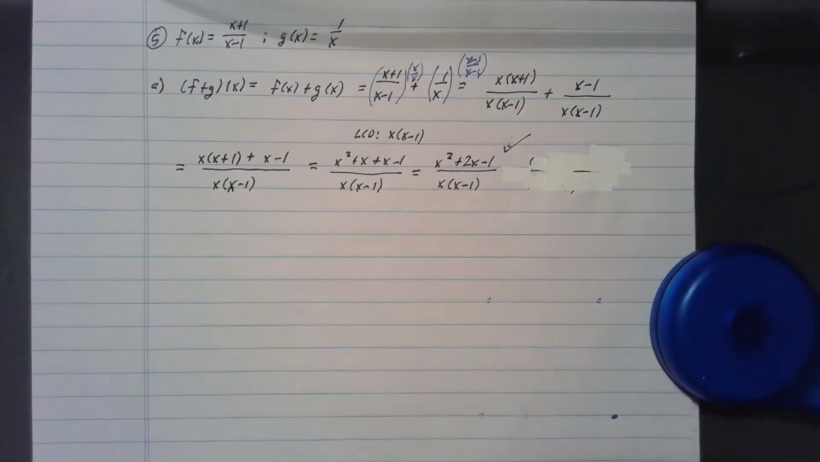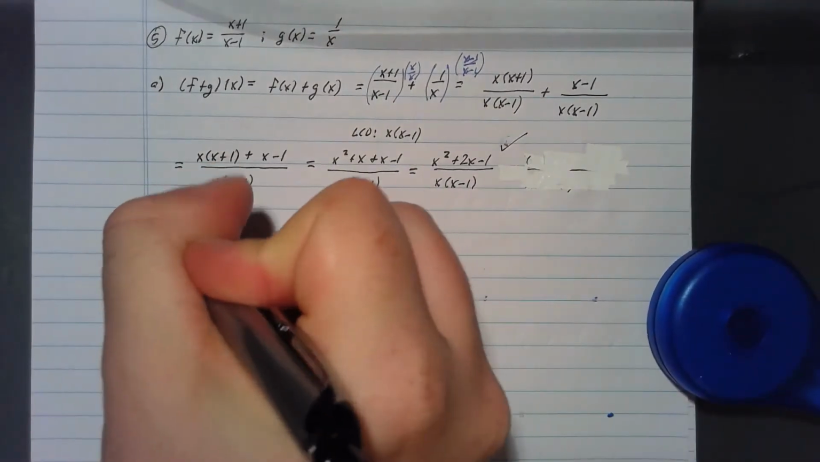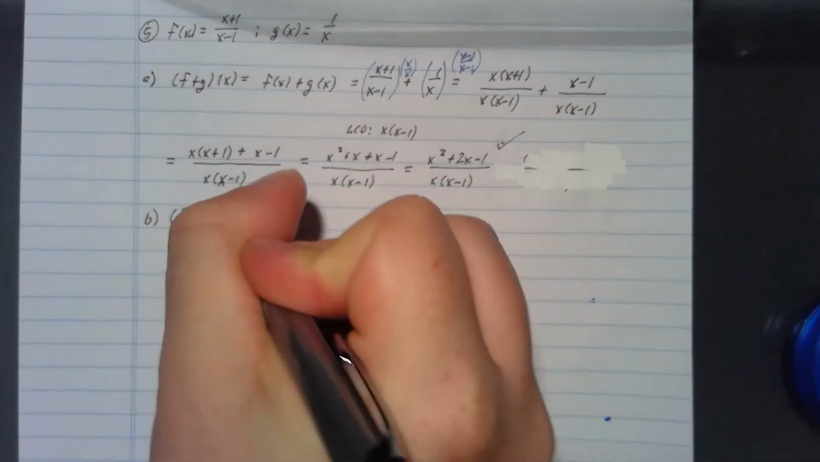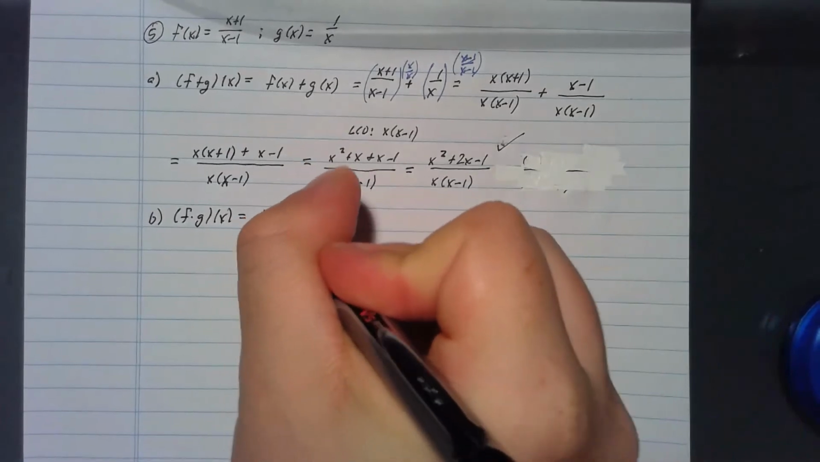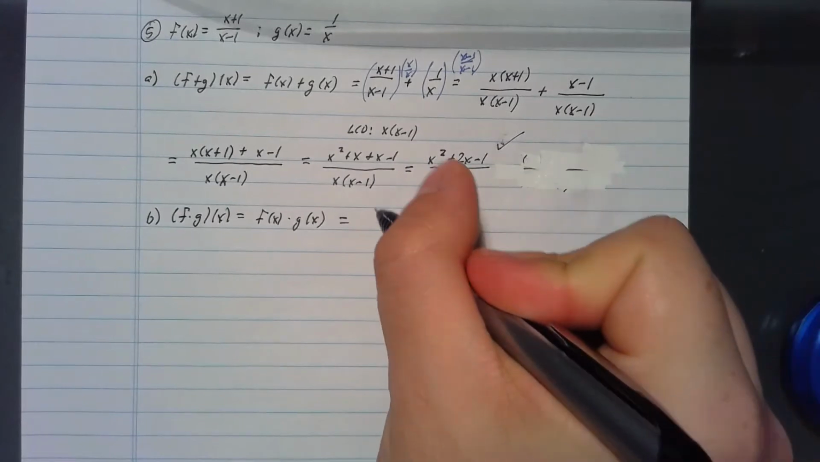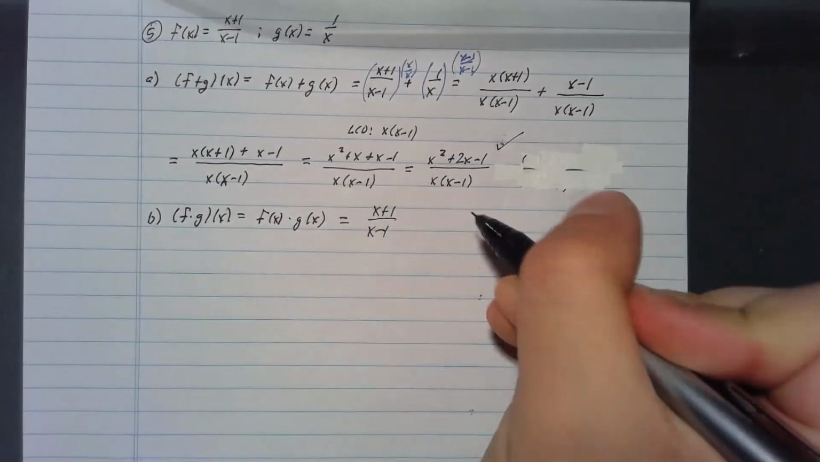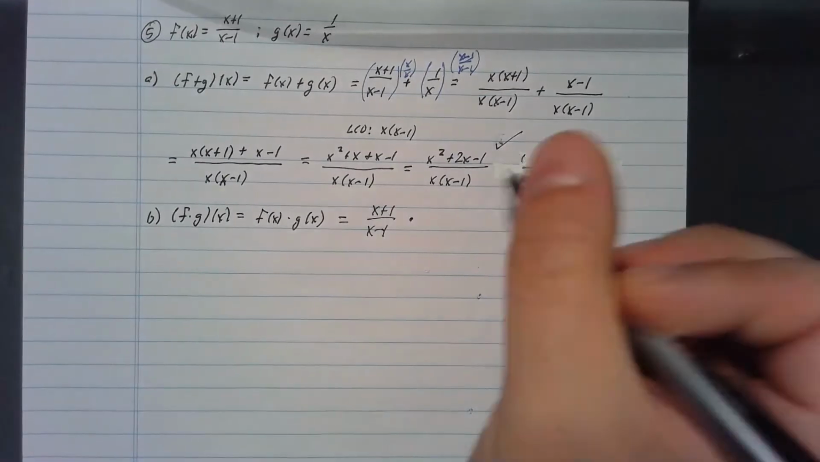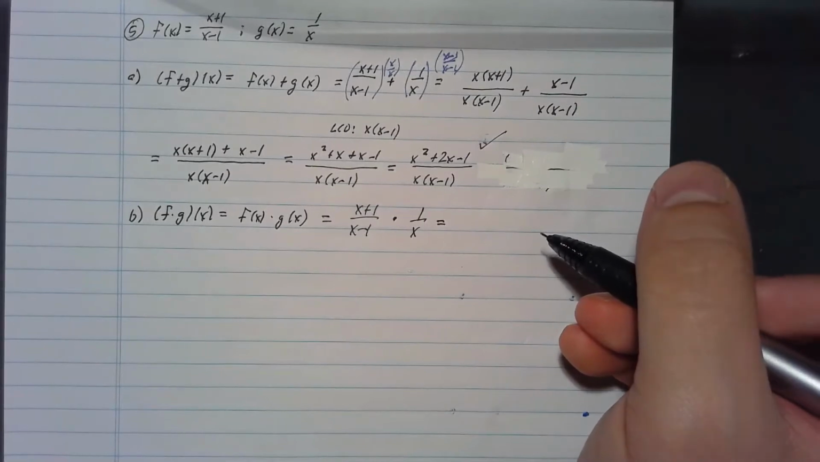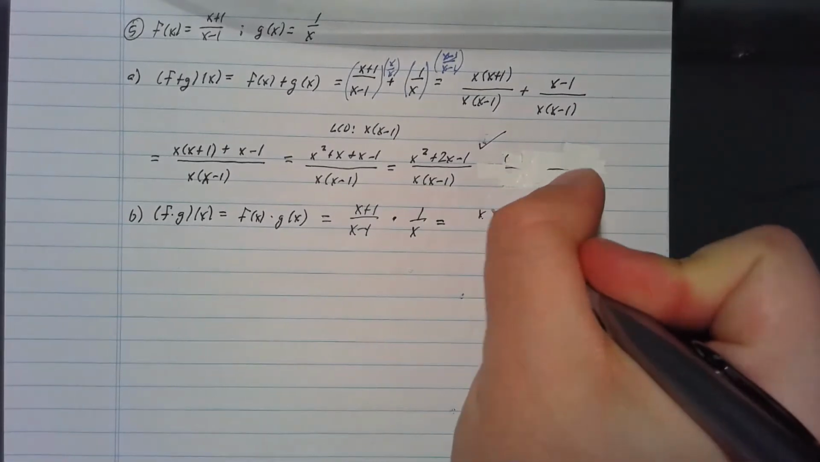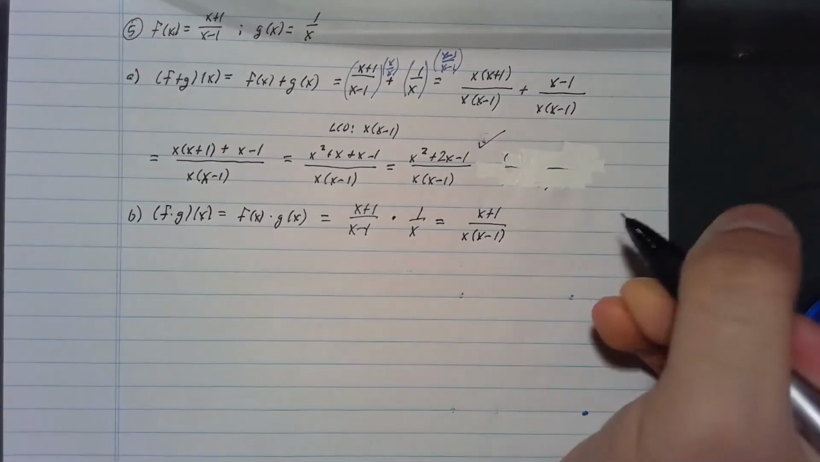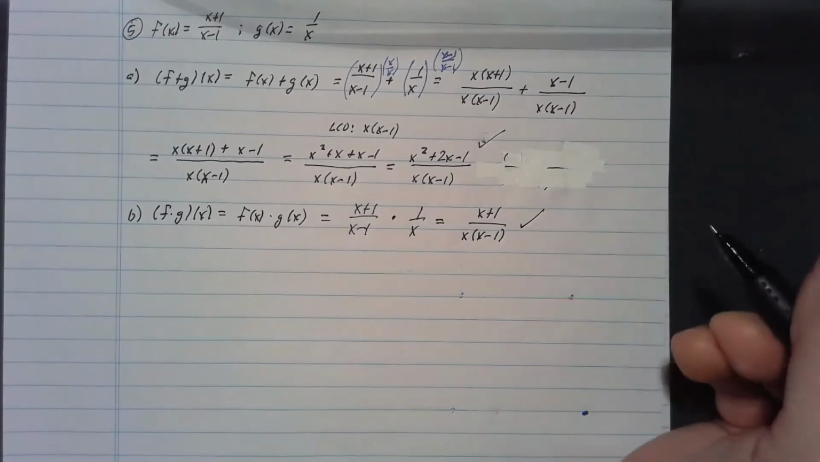Alright, letter B. I have f dot g at x, which is the same thing as f of x times g of x. So f of x is x plus 1 over x minus 1, and g of x, you're multiplying that by 1 over x. So when you multiply fractions together, you just multiply across. So x plus 1 times 1 is x plus 1. x times x minus 1 is just x times x minus 1. And since the numerator and denominator are factored, that's it.